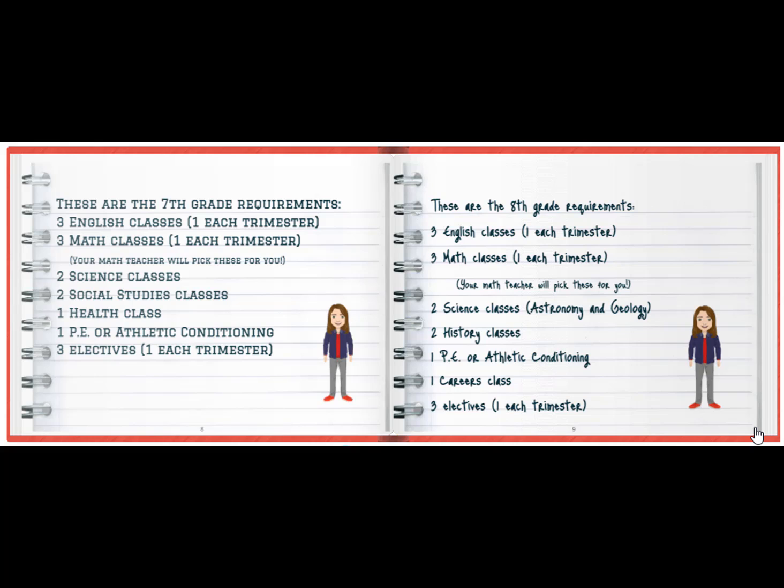These are the 8th grade requirements. 3 English classes, 1 each trimester. 3 math classes, 1 each trimester. Again, your math teacher will pick these for you. 2 science classes, astronomy and geology. 2 history classes, 1 PE or athletic conditioning, 1 careers class, and 3 electives, 1 each trimester. Yeah!